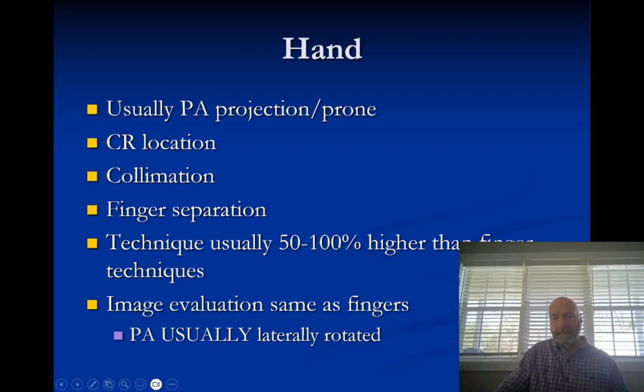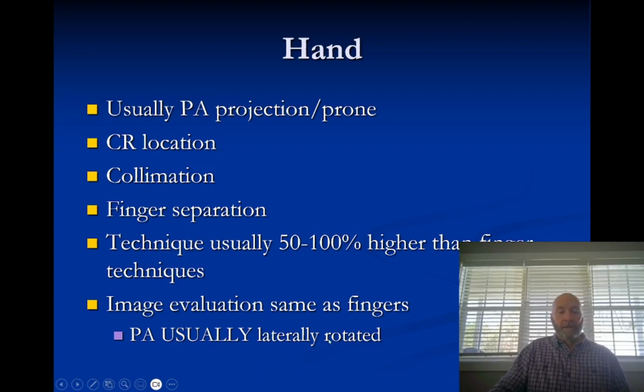Your technique is going to be about 50% to 100% greater than your finger. So if you're using mass to adjust for that, then just a 50% increase, or half again as much mass as you used for the fingers, or just double it, one of the two.